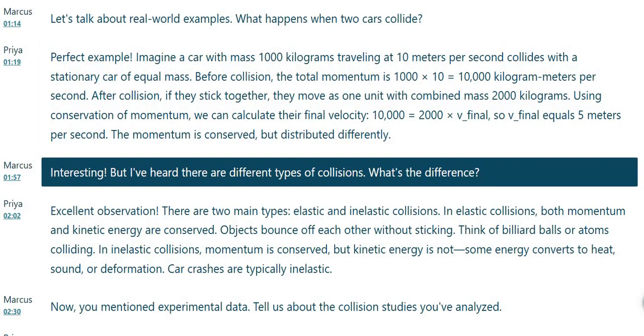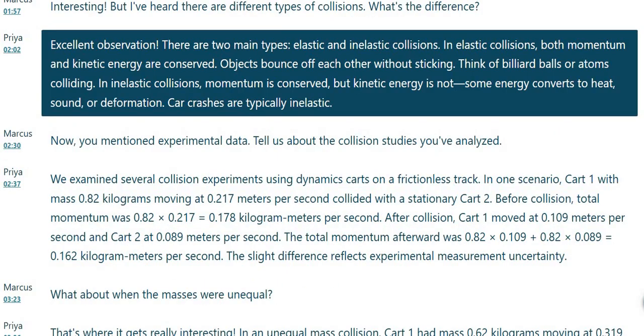Interesting. But I've heard there are different types of collisions. What's the difference? Excellent observation. There are two main types, elastic and inelastic collisions. In elastic collisions, both momentum and kinetic energy are conserved. Objects bounce off each other without sticking. Think of billiard balls or atoms colliding. In inelastic collisions, momentum is conserved, but kinetic energy is not. Some energy converts to heat, sound, or deformation. Car crashes are typically inelastic.